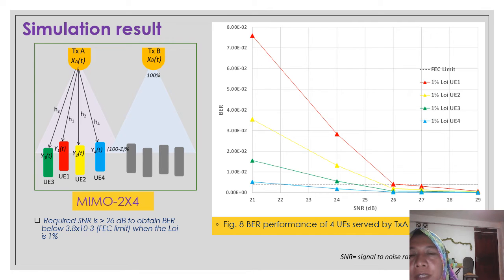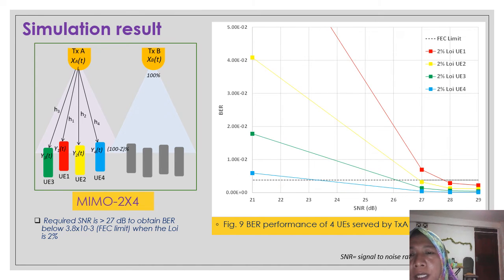If the level of interference, or LOI, is increased to 1%, meaning that the signal from TXB received by UE1, UE2, UE3, UE4 is 1% for each of the user equipment, the minimum SNR transmitted by TXA must be over 26 dB to get the bit error ratio below the FEC limit.